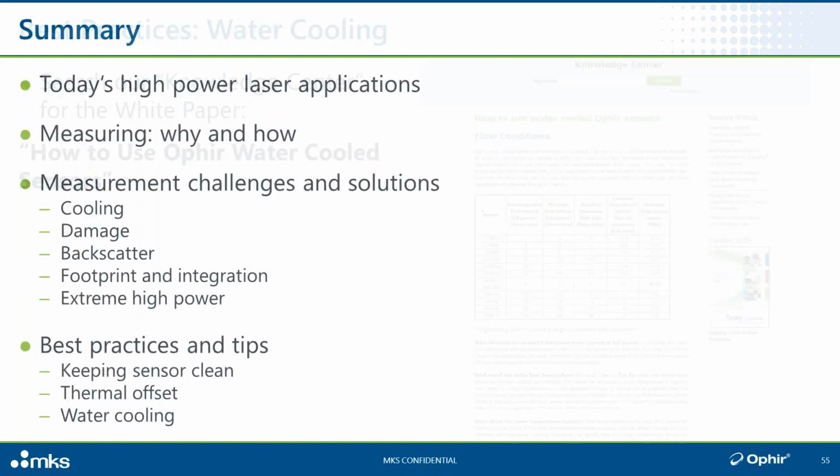In summary, we talked about today's high-power laser applications, very briefly touched on why, and a little less briefly on how we do the measuring. We talked about the challenges: cooling, avoiding damage, minimizing backscatter, keeping the footprint down and capability of being integrated into a factory floor network so that we have maximum suitability for industrial environments, and scalability, keeping up with the ever increasing powers available with today's laser systems.